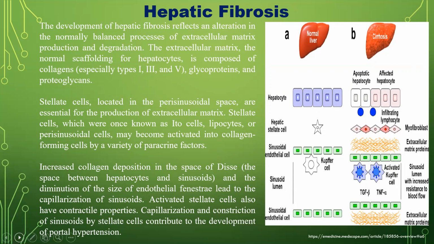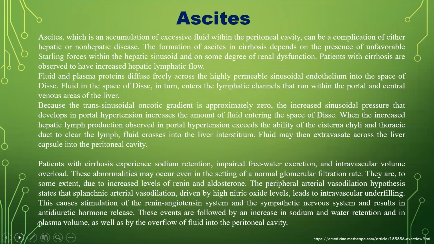Activated stellate cells also have contractile properties. Capillarization and constriction of sinusoids by stellate cells contribute to the development of portal hypertension. Ascites, which is an accumulation of excessive fluid within the peritoneal cavity, can be a complication of either hepatic or non-hepatic disease. The formation of ascites in cirrhosis depends on the presence of unfavorable Starling forces within the hepatic sinusoids and on some degree of renal dysfunction.